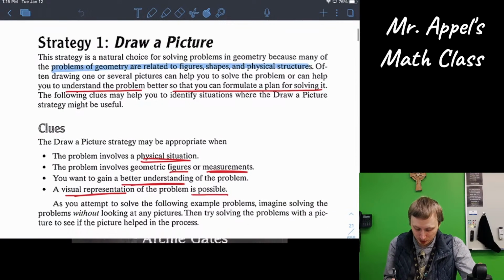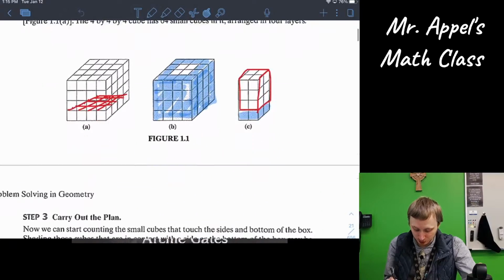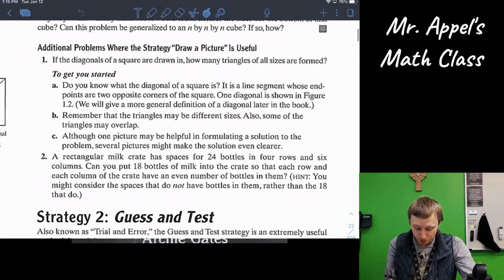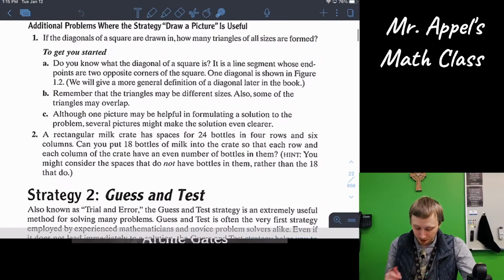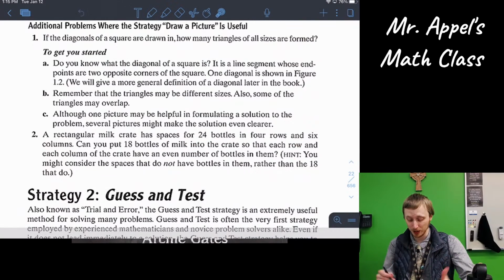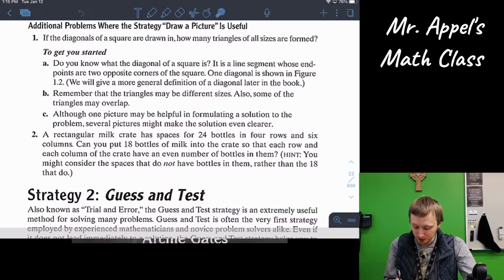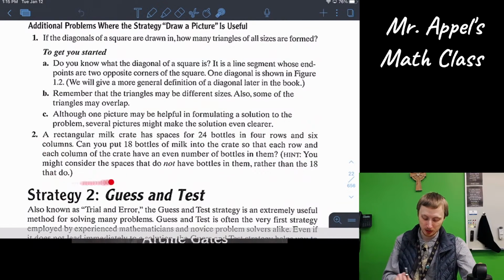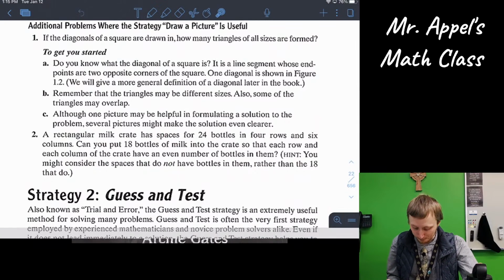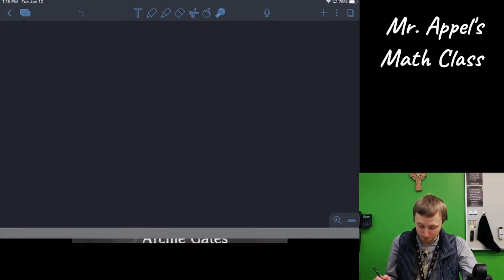Strategy number 1 was draw a picture. They gave us the example of the cubes here, and then 2 additional problems where it was useful included this square with the diagonal. And the second one, a rectangular milk crate, has spaces for 24 bottles in 4 rows, 6 columns. So again, it's a grid of squares. We've only got 18 bottles to fill 24 slots. So how are they arranged there? Very similar type of problem. See if that solution will help you out on the other one over here.